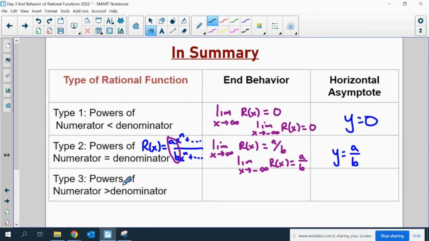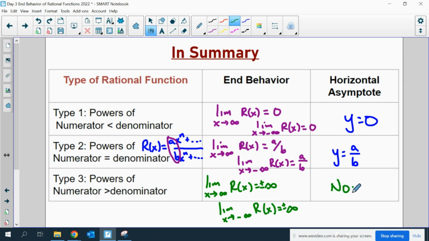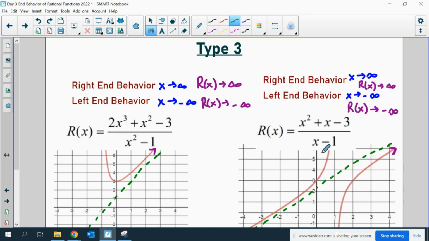Finally, if the powers of the numerator are greater than the powers of the denominator, what we would say is the limit as x approaches infinity of r of x is equal to maybe infinity, maybe negative infinity, depending on how the graph looks. And likewise, the limit as x approaches negative infinity of r of x is also going to equal either positive or negative infinity, depending on how the graph looks. We don't really know. But there is no horizontal asymptote in these problems. It's a slanted asymptote, which we will start calling an oblique asymptote pretty soon.